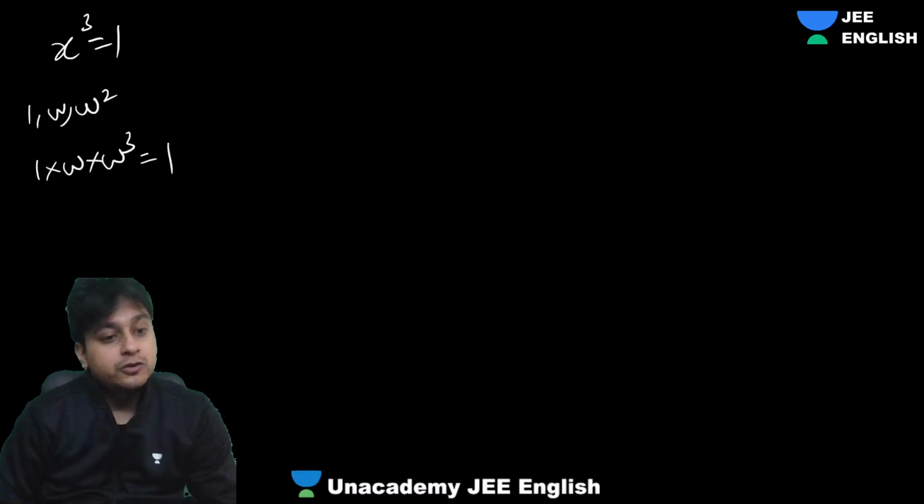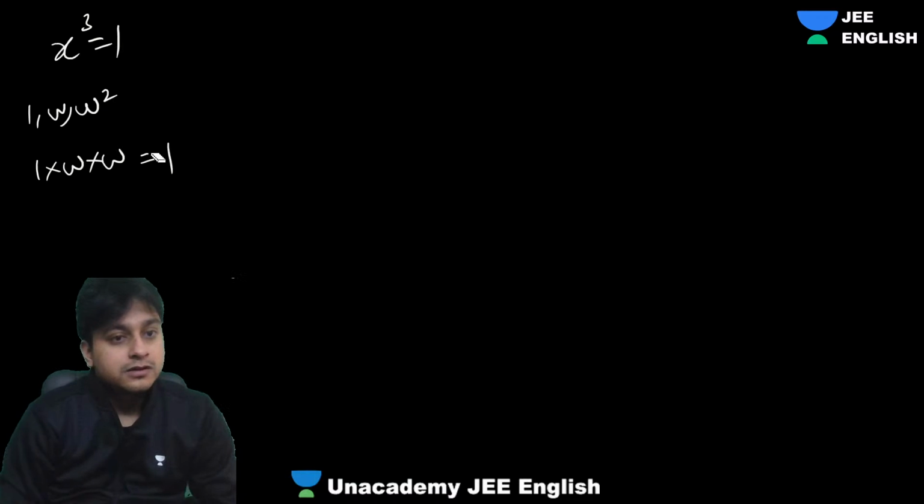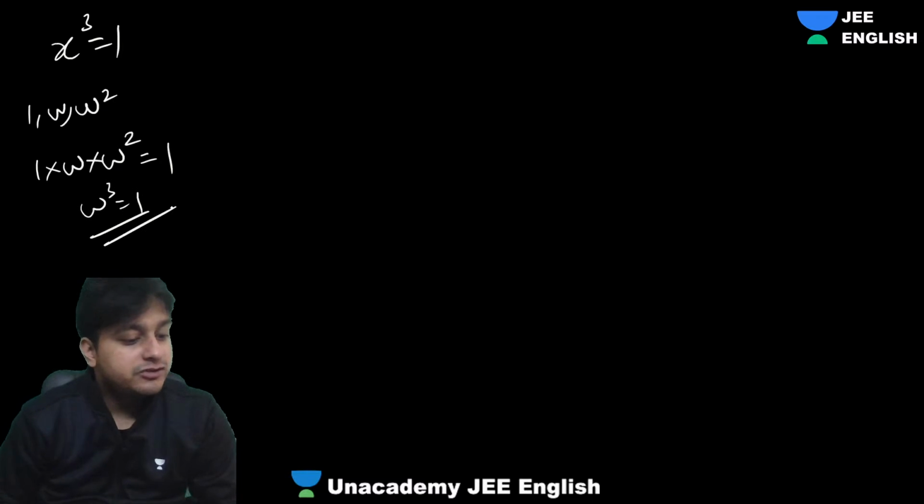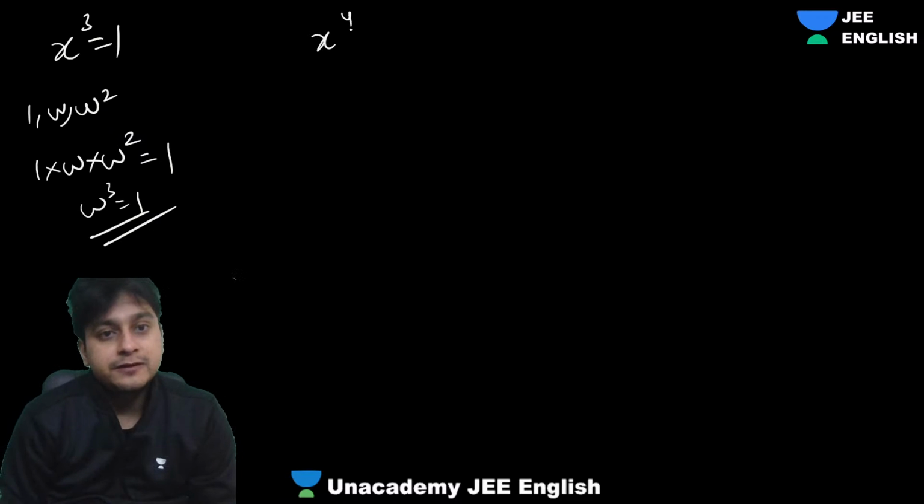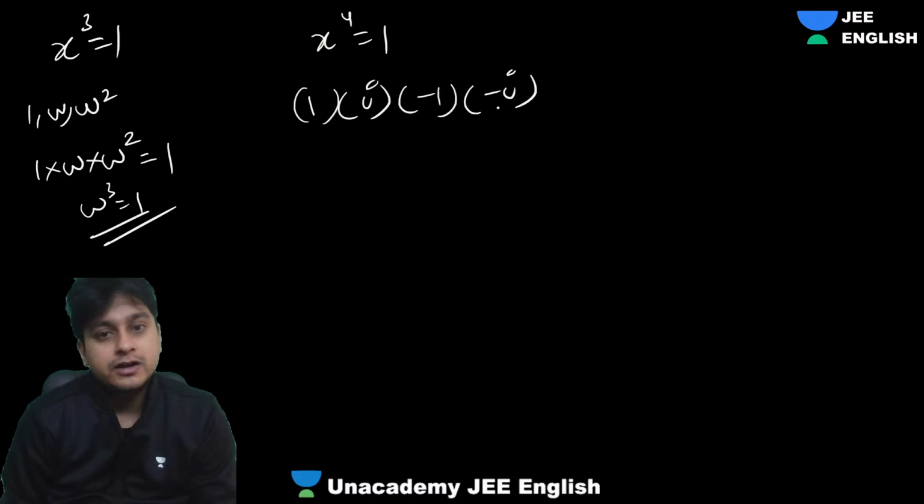We're getting omega cube, right? What are we getting? Omega cube, which is 1. So we are getting 1. Okay, now let's suppose we have x power 4 equals 1, what are the roots? 1, iota, -1, minus iota. What are we getting? We're getting iota square, which is -1.